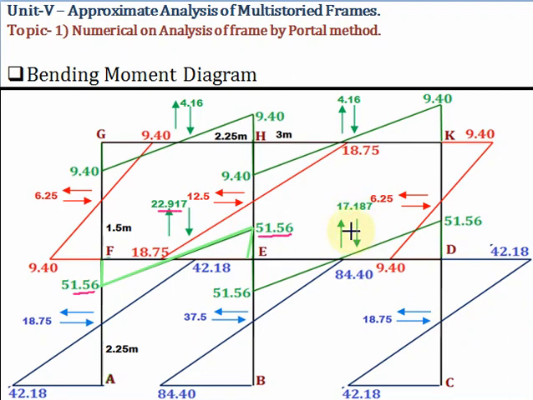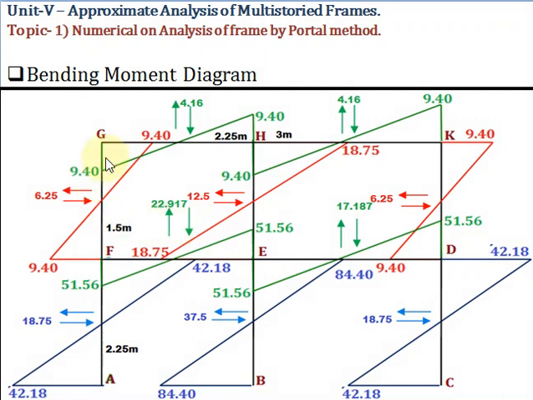Now here we have considered V1 because node number 1, node number 2, node number 3, 4, 5, then this will be node number 6. So this value 22.917 is V6 and this is V7. Okay, so 17.187, what is the distance here? 3. So what value you are getting? 51.56 here, and here it is 51.56. Again you have to join this by a straight line. So this is for the beam member.